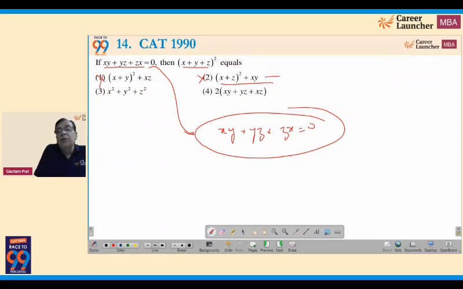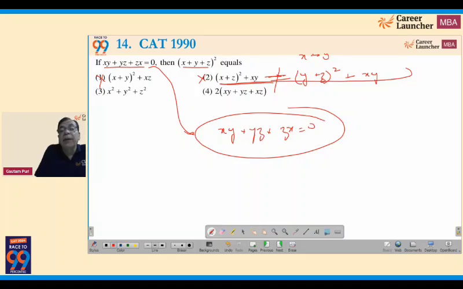Why? For example, in choice 2, if I interchange x and y, instead of x, write y, and instead of y, write x. So x and y are interchanged. What does that become? This will become y plus z whole square plus xy remains xy. Are these two the same? No, these are not the same. So these are not symmetrical equations.